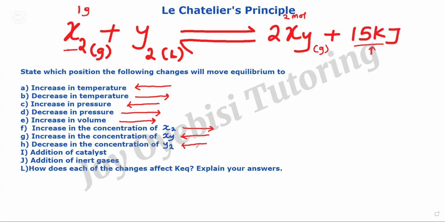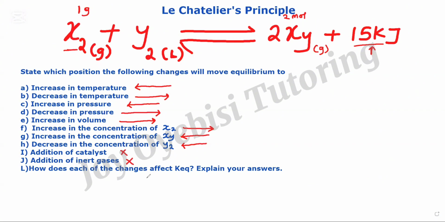Now, adding a catalyst will only speed up the rate of a chemical reaction, but it does not participate in the actual reaction taking place. Therefore, this has no effect on equilibrium position. Inert gases also have no effect on equilibrium position at a constant volume.